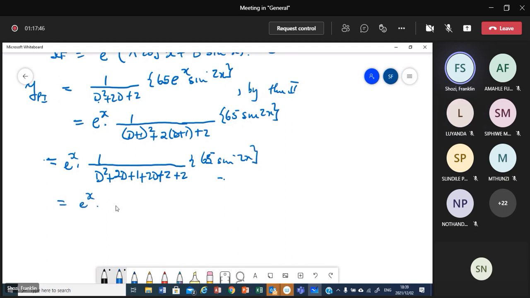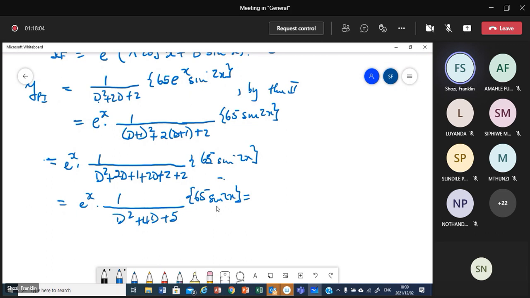That becomes e to the power x, 1 all over that will be D squared, 2D, and that is going to be 4D. Then that is going to be plus 5, on what? On 65 what? Sine 2x.